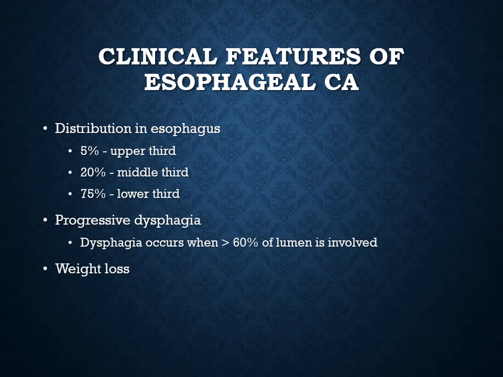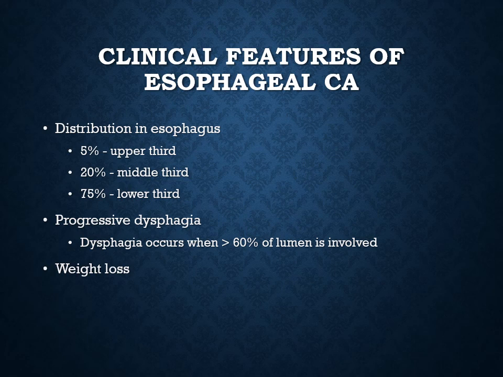Clinical features of esophageal cancer: it commonly presents with dysphagia. Usually this dysphagia is progressive, starting from solid foods, then to semi-solids, and then to liquids. Dysphagia occurs when more than 60% of the lumen is involved. As you will see, the most commonly involved part of the esophagus is the lower third, occurring as much as 75%, and the least is the upper third, which is 5%.